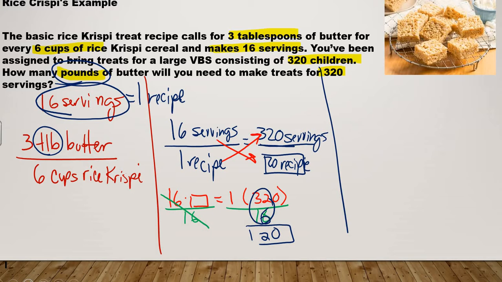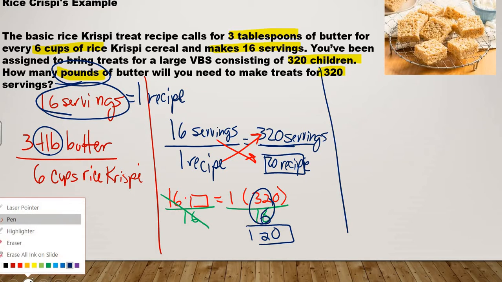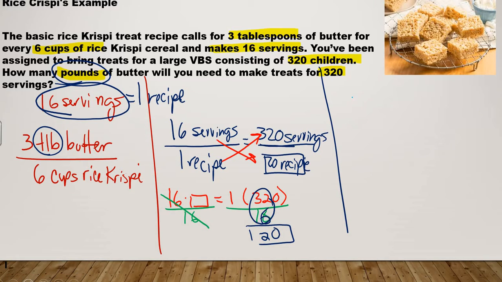So now, the original recipe calls for 3 tablespoons butter. And that is for a single recipe.